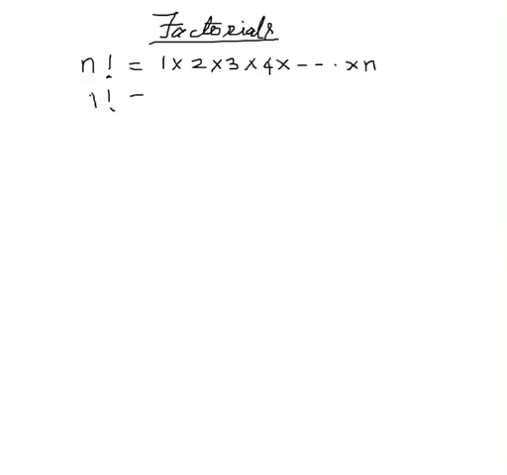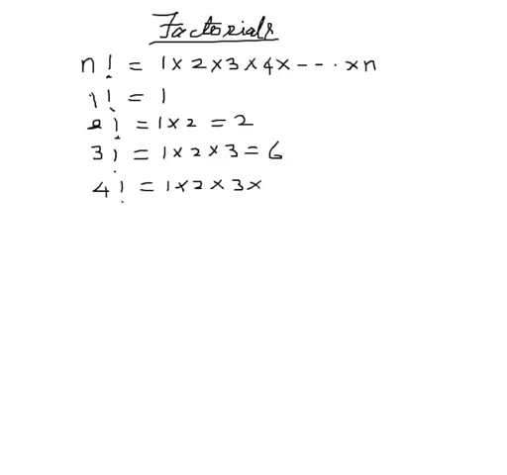So 1 factorial is 1. 2 factorial is 1 into 2, which is 2. 3 factorial is 1 into 2 into 3, which is 6. 4 factorial is 1 into 2, 3 multiplied by 4, 24, etc. Now 0 factorial is 1.